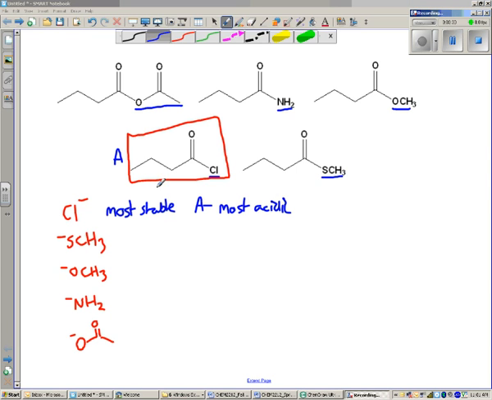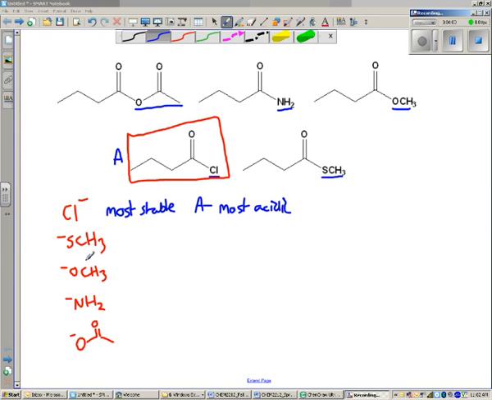We were talking about, I'm sorry, I just had to pause the video and start it up again, so if I seem like I'm starting over again, I apologize. We talked about how the chloride ion was the most stable leaving group, therefore the acid chloride was the most reactive. So let's look at the others.